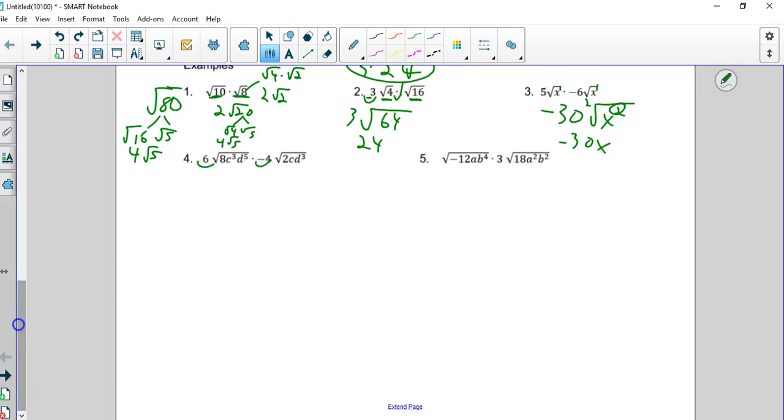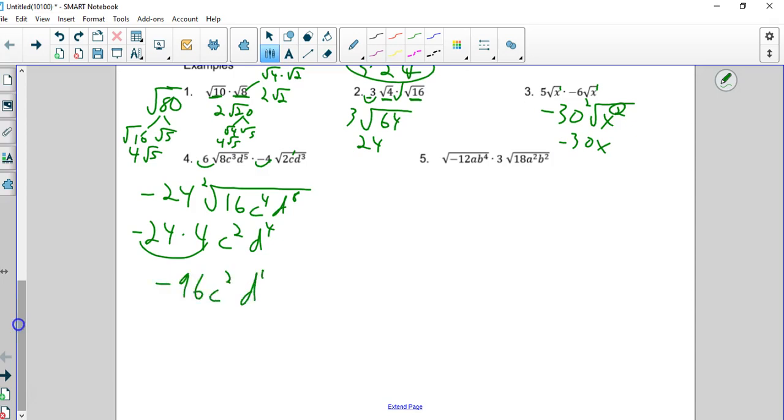Okay, outside, negative 24. Inside, 8 times 2, 16. C cubed times c to the first, 3 plus 1 is 4. D to the fifth, d to the 3 is d to the 8th. Now we simplify. Negative 24 times square root of 16 is 4. And then they come in pairs. So 4 divided by 2 is 2. 8 divided by 2 is 4. Now we just multiply. 24 and 24 is 48. Double that, 96. C squared d to the 4th.